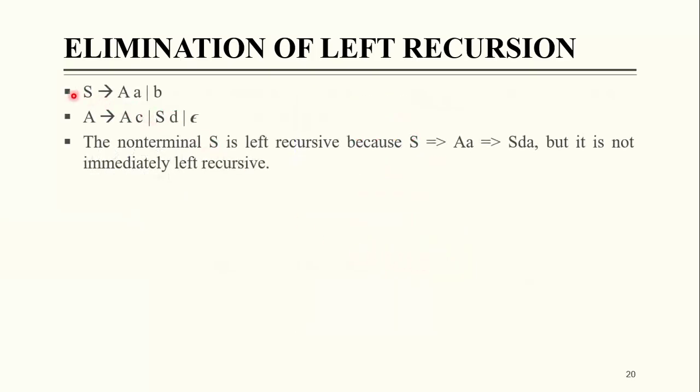Next, another example is given here. Consider S derives A a or B, and A derives A c or S d or epsilon. In this case, the non-terminal S is left recursive. While seeing the left hand side we have S and the right hand side we have capital A, so it is not immediate left recursion. But if you substitute capital A as S d, it will be S and S, the same. So it's not immediately left recursive. If we substitute over A, we will get the left recursion.